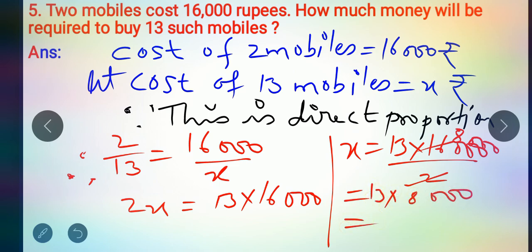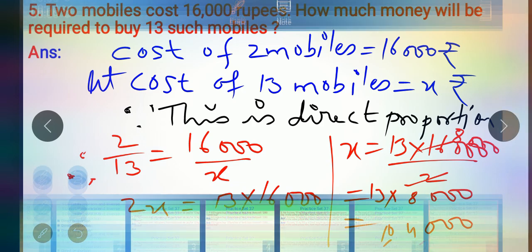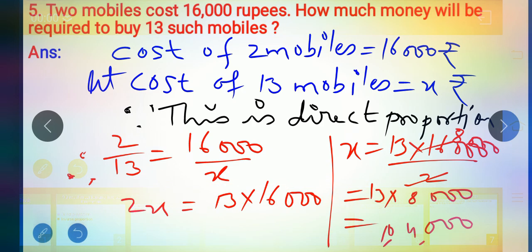So let us multiply. These 3 zeros are as it is, students. 13 eights are 104. We'll get 1,04,000, students. So in this way you can solve this sum, students. Here this is the last sum of the exercise. We have finished with the first exercise.